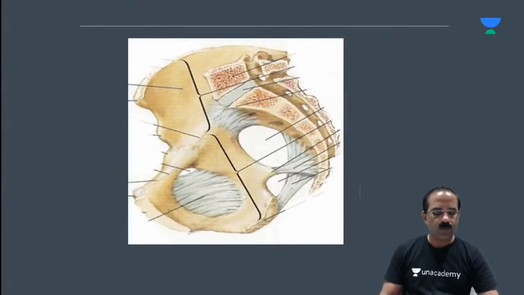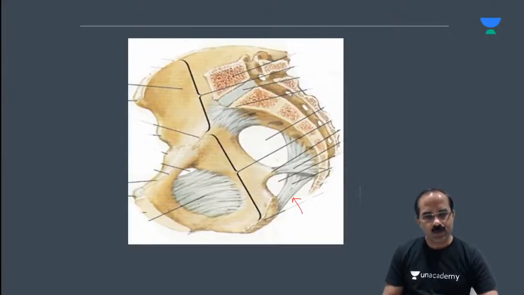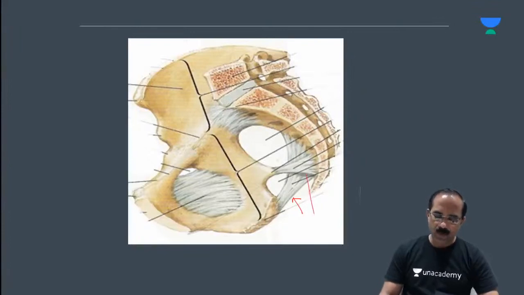Now, what is this here? This is a greater sciatic notch. And what is this? That's a lesser sciatic notch. What is this ligament here? That's a sacrotuberous ligament. And what is this ligament here? This is the sacrospinous ligament.